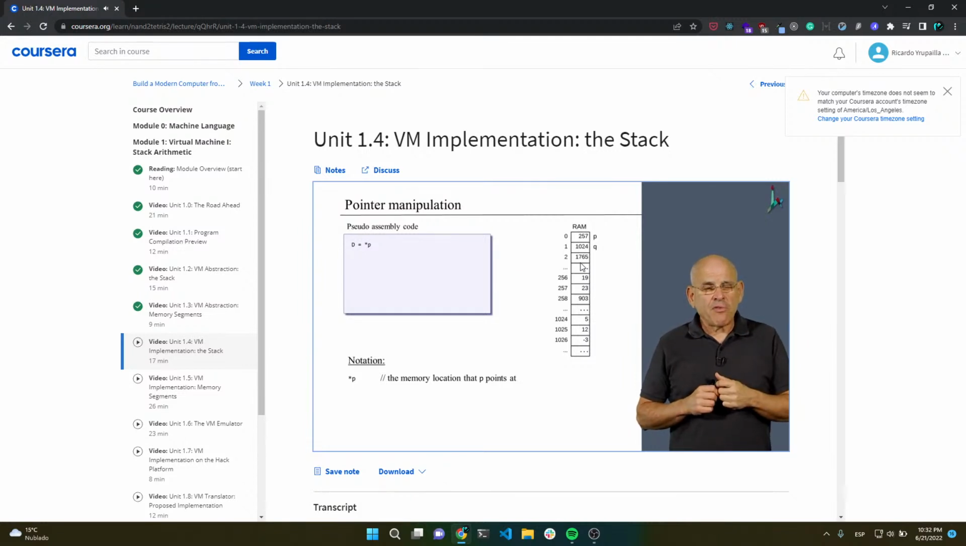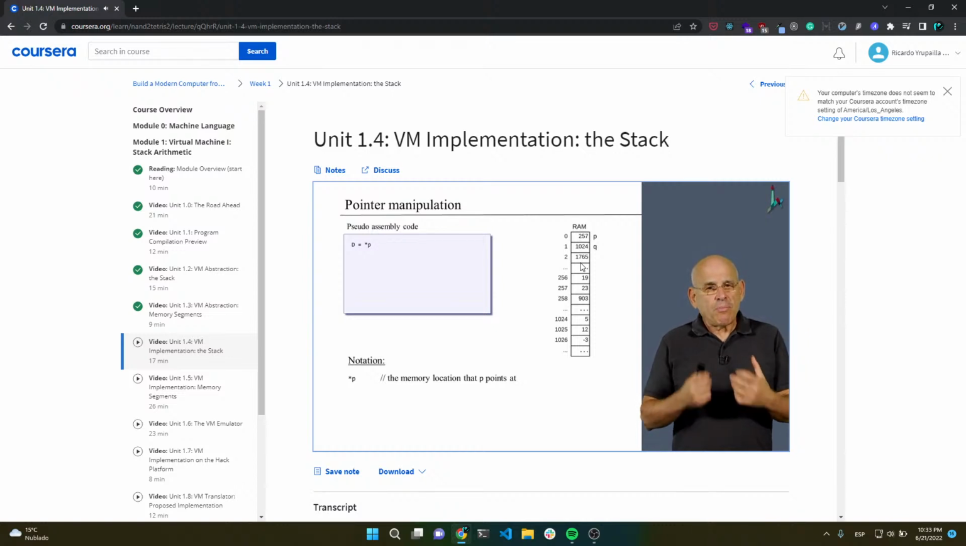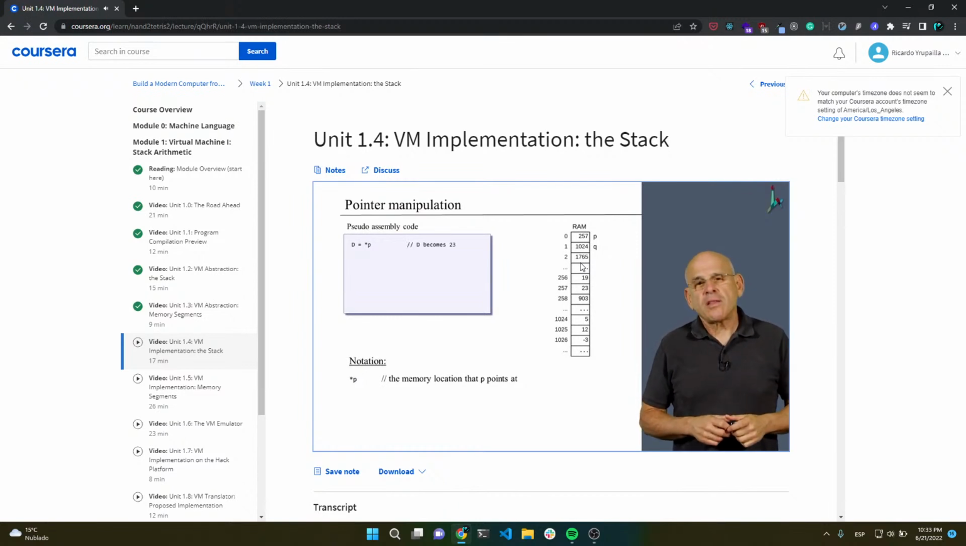Now, if we didn't put the asterisk, if we just said D equals P, then presumably we'll get the value 257, because that's what P points at. P is equivalent to 0, so D equals P will give us the contents of RAM0, and yet we said D equals asterisk P. So when we say D equals asterisk P, we imply an indirect addressing operation. So we look at the value of RAM0, which happens to be 257, and we treat it as an address. Next, we look at the value of RAM at this address, which happens to be 23, and we store it into the D container. So D becomes 23.